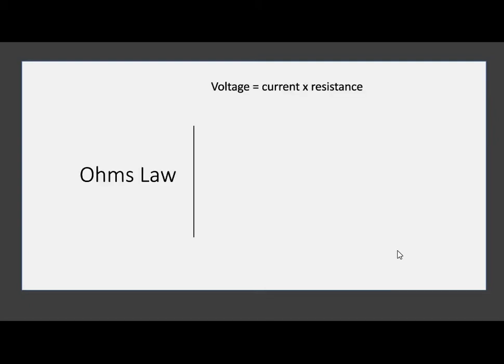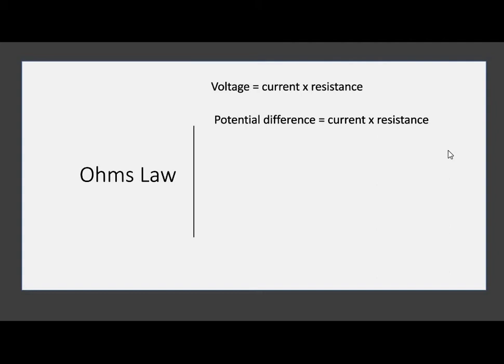Okay, so we're going to look at Ohm's law. Ohm's law looks at the relationship between voltage, current, and resistance. Now we know that voltage is also known as potential difference from our last lesson. So potential difference equals current times resistance. The amount of potential difference across a component is equal to the amount of current flowing through that component multiplied by the amount of resistance within that component.